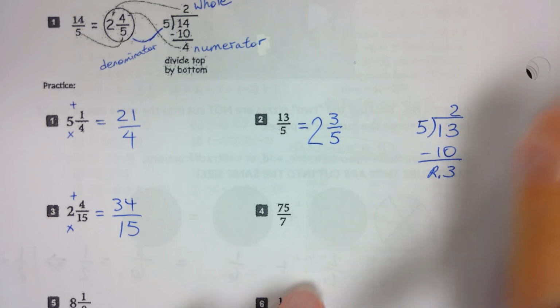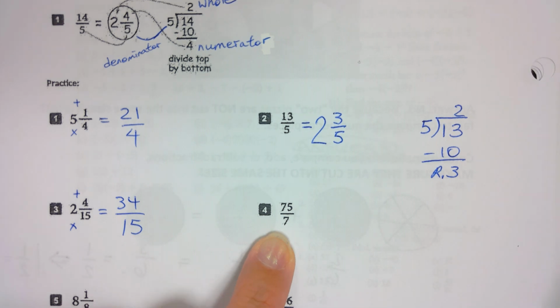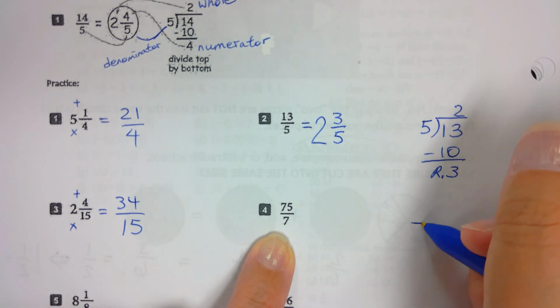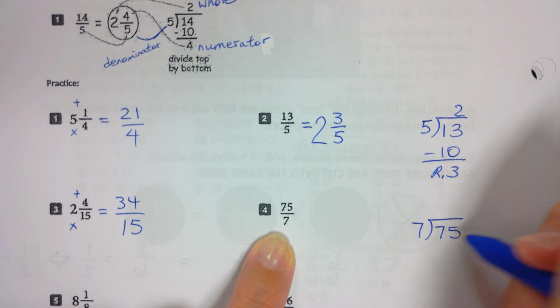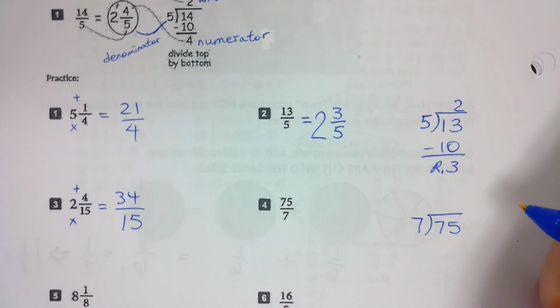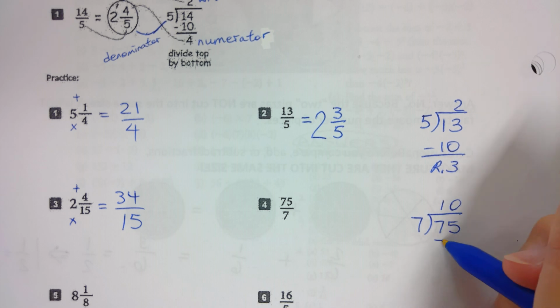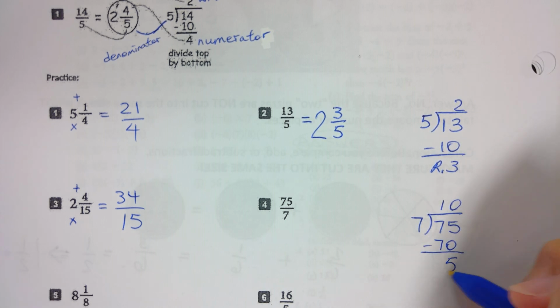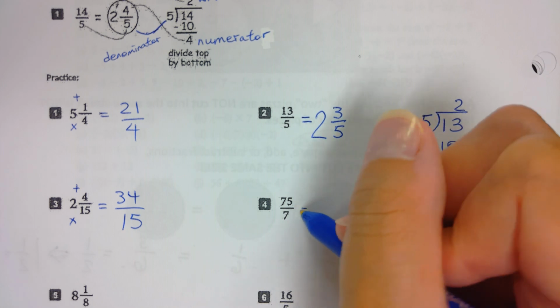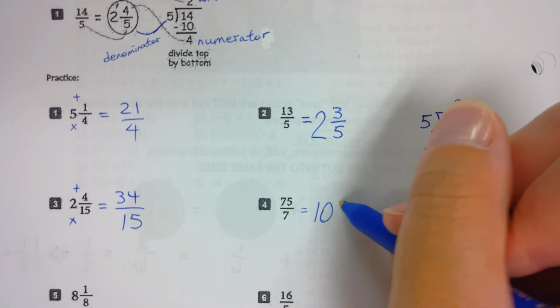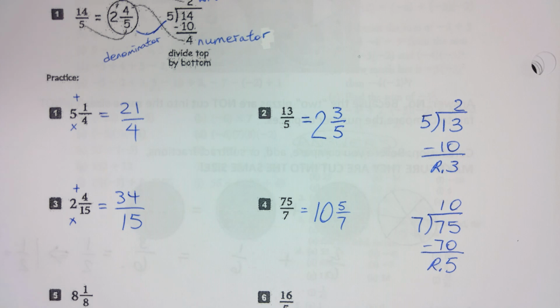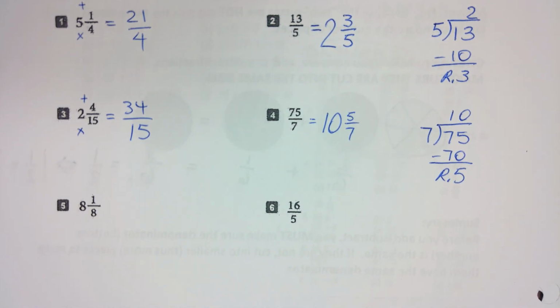Okay. Number 4. Jenny? 10 wholes and 5 over 7. Yep. Okay. 7 goes into 75 10 times. And then remainder 5. Right. Good job. So 10 whole and then 5 over 7. Okay.